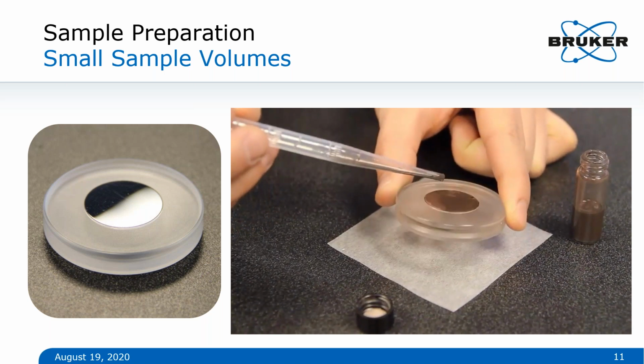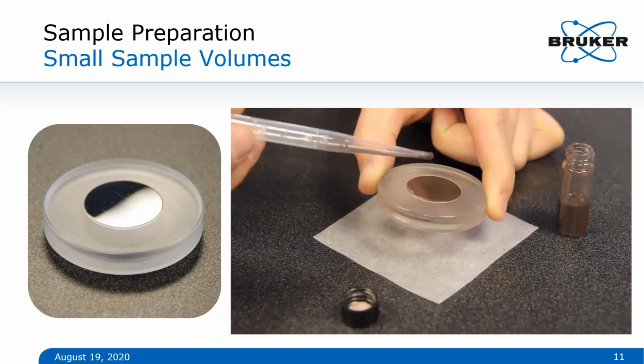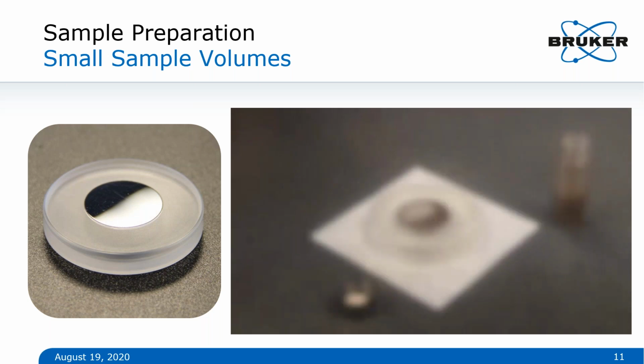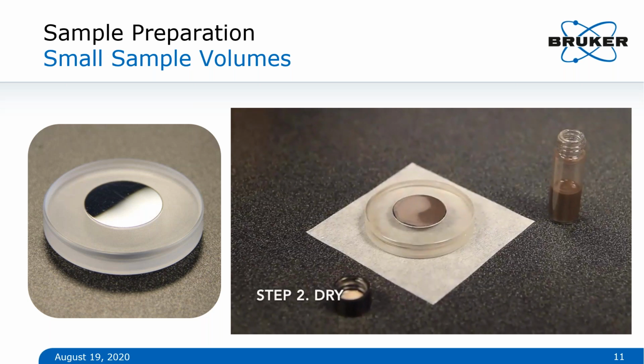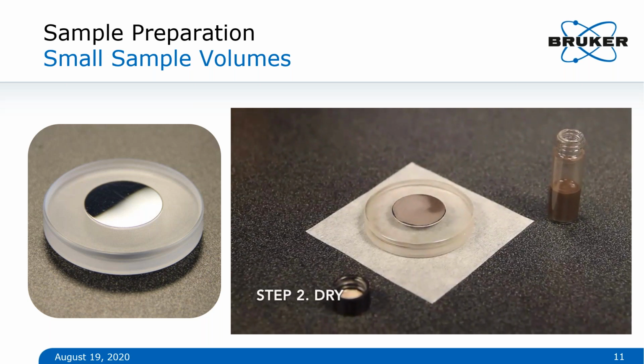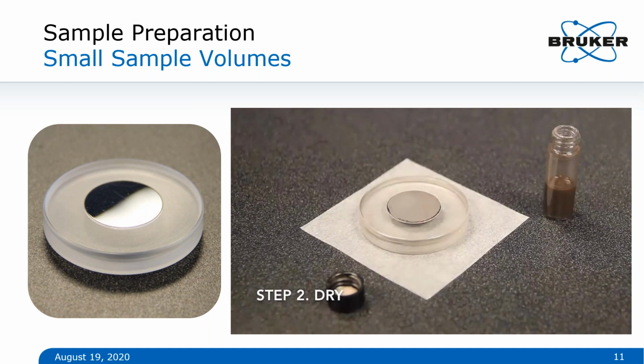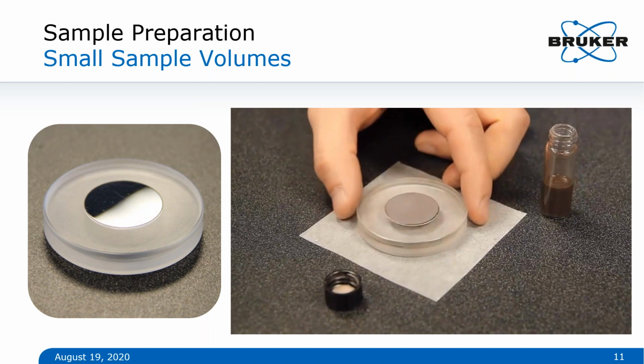And so if you had a paste, you could use a spatula and spread that around, almost like you're putting butter on toast. And then once you evaporate that off, you can stick that on and run it. You could also run this dry, or you could run this wet as well if you happen to have a higher amount of moisture.